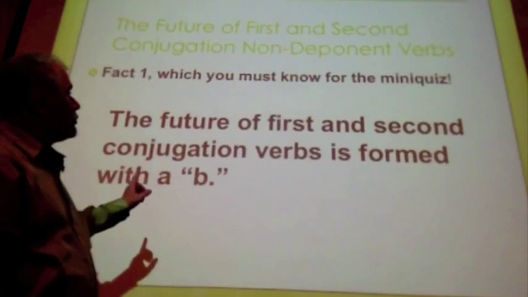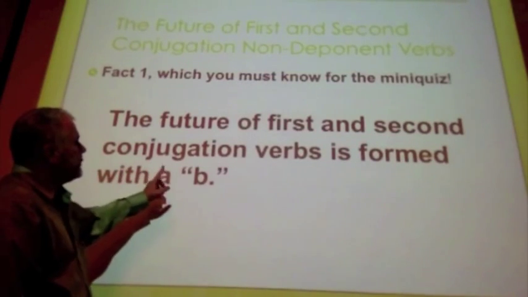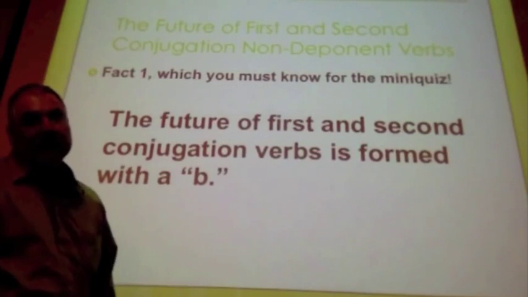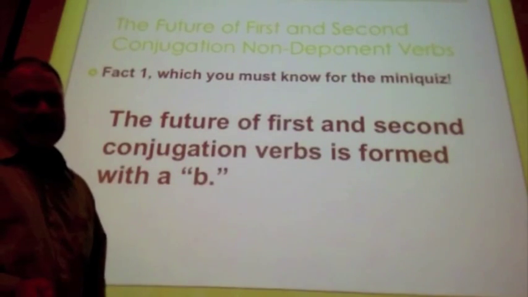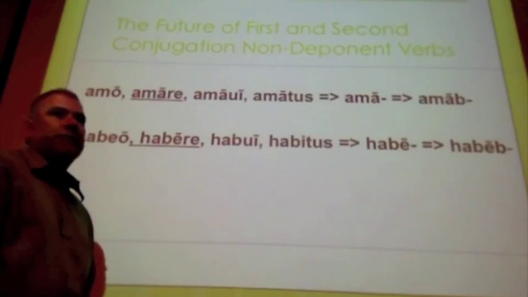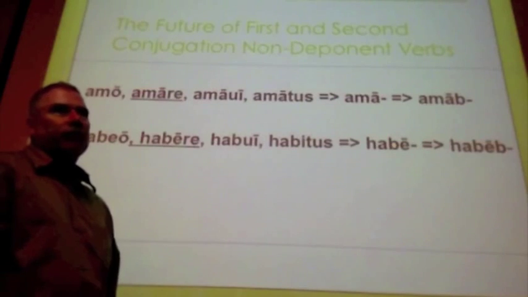Fact number 1, which you must know for the mini quiz. The future of first and second conjugation verbs is formed with a be. That's fact number 1, and it's pretty easy. But how then do we form the future of first and second conjugation verbs?